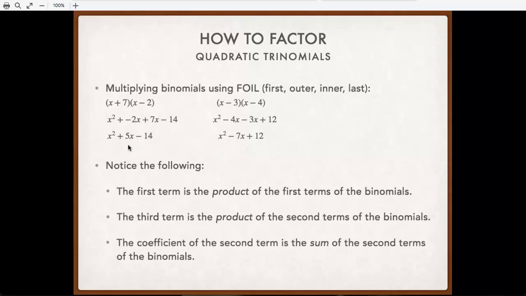The other thing we should notice is that the coefficient on the second term, so the 5 in this 5x, or the negative 7 in this negative 7x, is the sum of the second terms of the binomials. So 7 plus negative 2 is going to give us 5, negative 3 plus negative 4 is going to give us negative 7, right? Because this 7 combined with this x, and the negative 2 combined with this x give us negative 2x and 7x, we combine the like terms, and we get 5x.